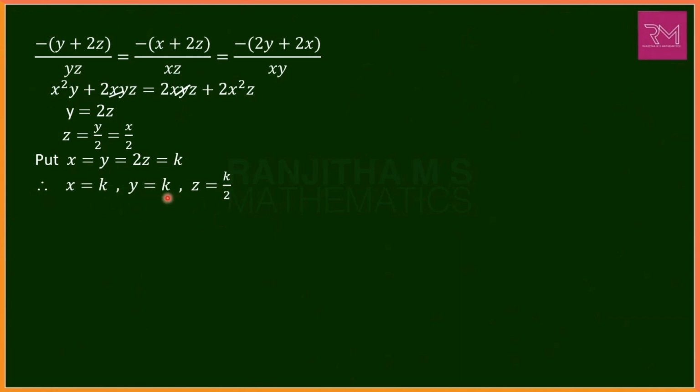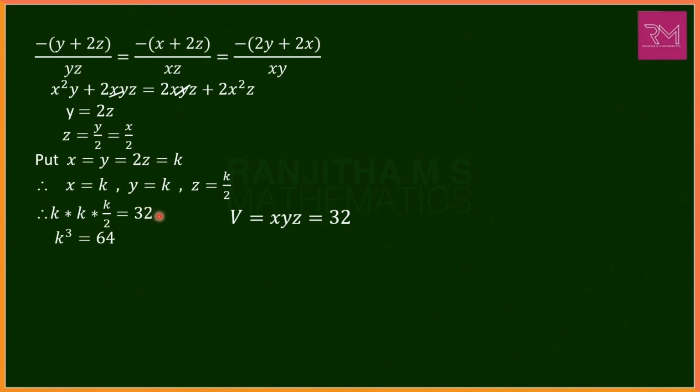Again we have to find the k value, and substituting the k value here we get the values of x, y, z. For that, substitute x is equal to k, y is equal to k and z is equal to k by 2 in equation number 1, that is v is equal to xyz is equal to 32. We get, here x is k, y is k, z is k by 2, which is equal to 32. Hence we get k into k into k is k cube divided by 2, which is equal to 32.